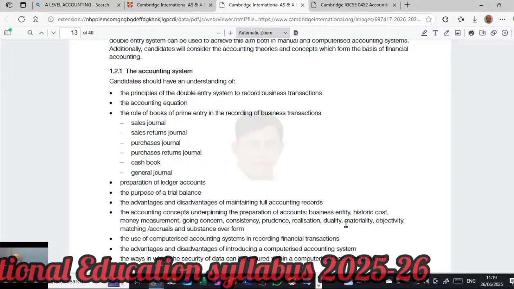So the use of computerized accounting system in recording financial transactions, the advantages and disadvantages of introducing a computerized accounting system, the ways in which the security of data can be ensured with the computerized accounting system. So all these things you'll be learning in AS level itself. So this is also part of the AS level syllabus. There are a lot of concepts related to business, whether it is what is double entry and what is bookkeeping, and various concepts related to accounting. So you will be learning more in detail in another lesson.